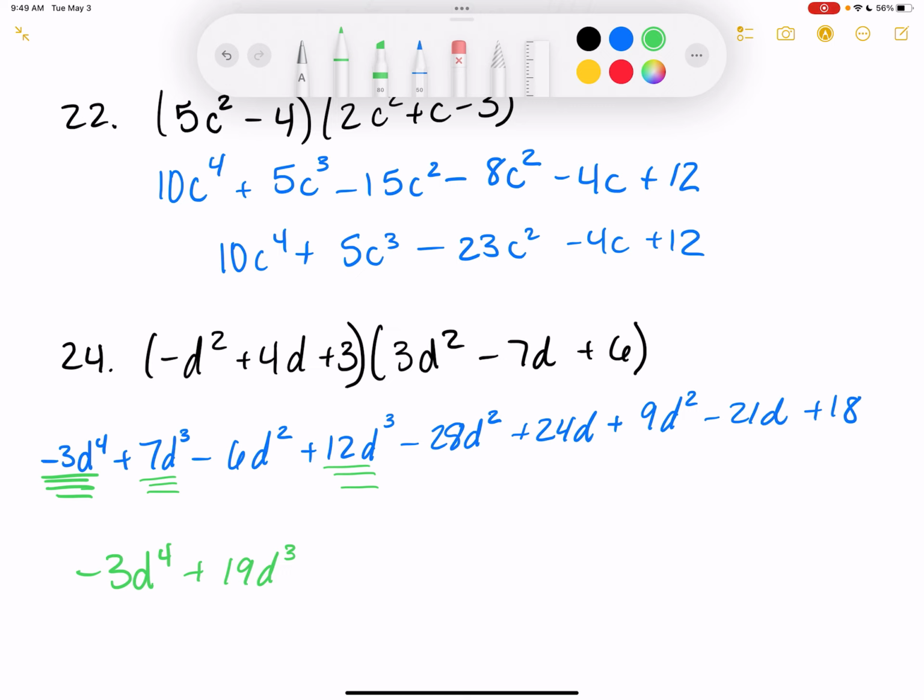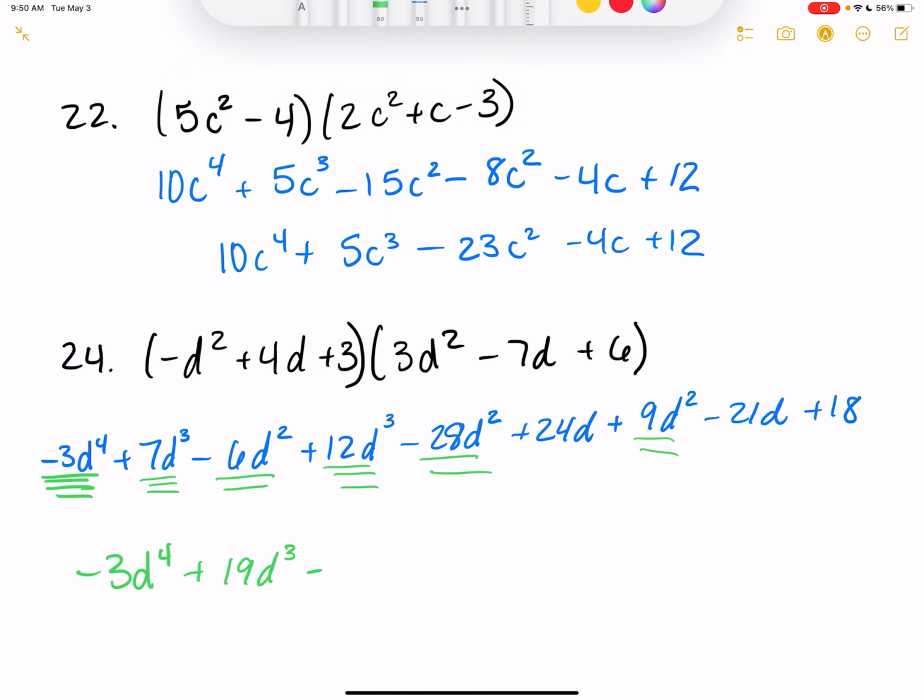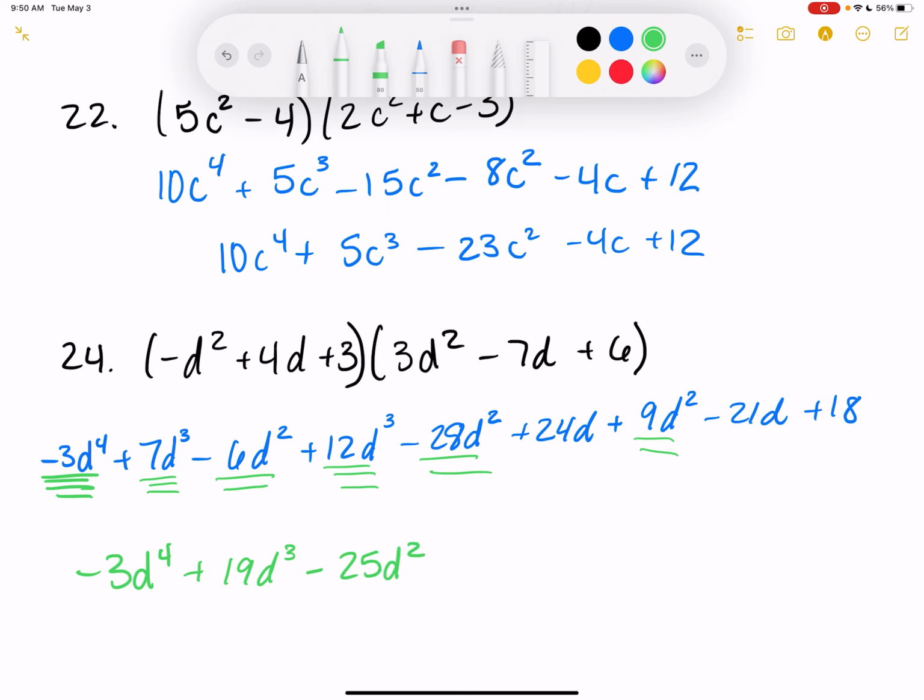Now I'm gonna do my squared terms. I underline those twice. So I have 3 of those. Negative 6d squared minus 28d squared is negative 34d squared, plus 9d squared is negative 25d squared. Then I find my just d term. So 24d and negative 21d is 3d. And then my constant term, I just leave it alone. I don't write anything under it. So plus 18.